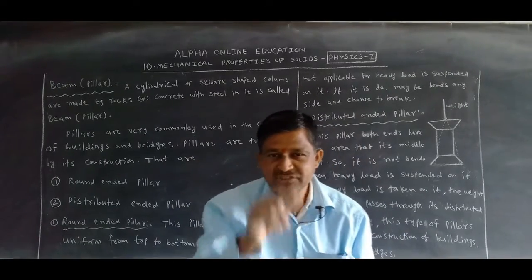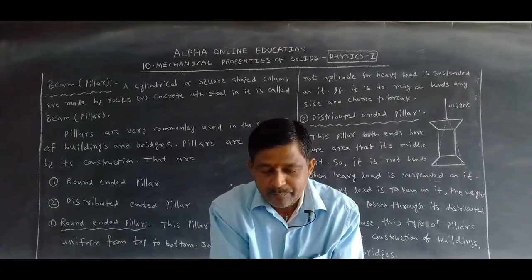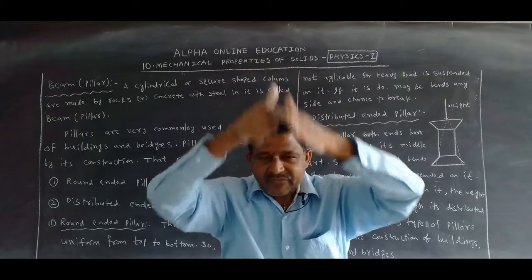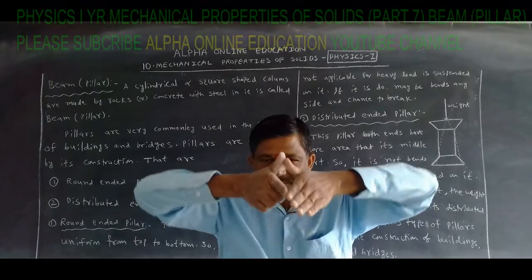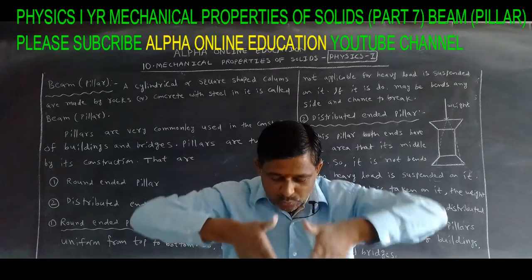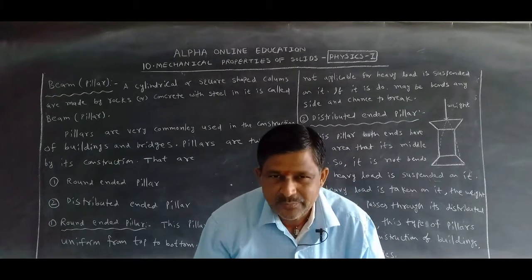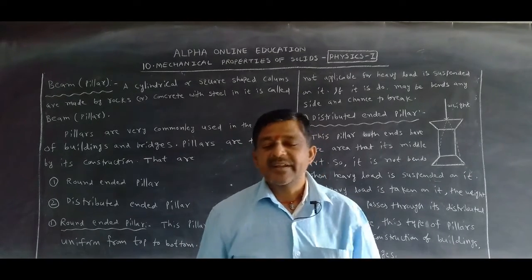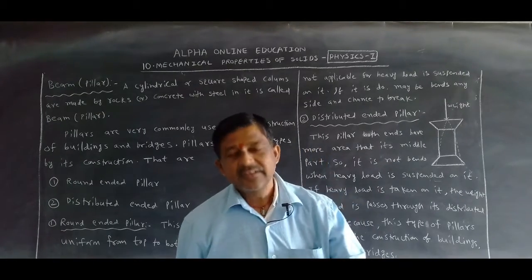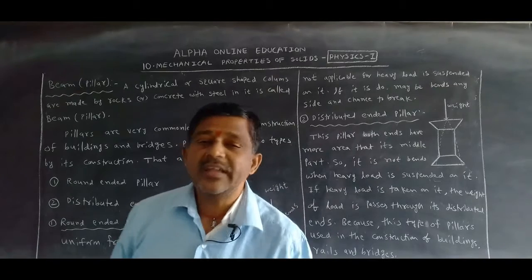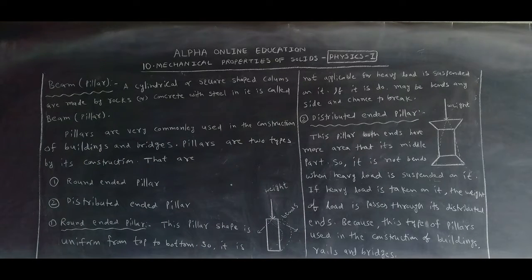But in the case of the distributed ended pillar, the area at both ends is more. When the weight acts on it, the weight, again a vector, is resolved into two components. The two components are passing through which one? The distributed ends. That's why it never bends. That's why which is suggestible? The distributed ended pillars are more suggestible than the round ended pillar. This is one of the small topics, maybe important for a 2 marks question in this chapter.